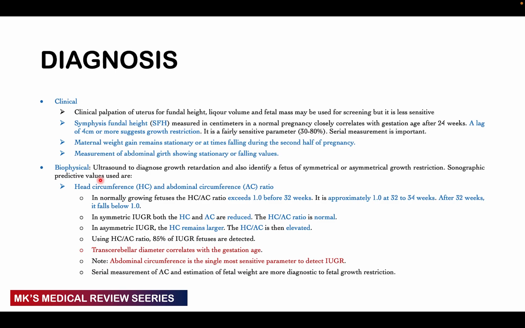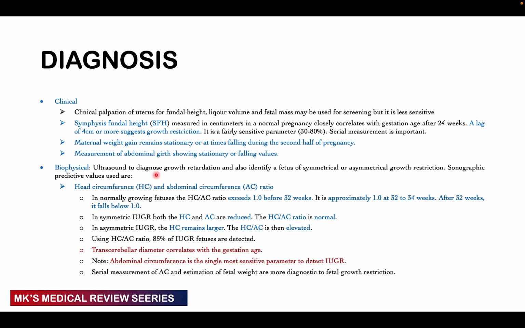So remember that the symphysiofundal height is going to be measured every time you see this woman in your clinic, every time you see this woman on the ward. So this should be correlating to the gestational age after 24 weeks. A discrepancy greater than 4 centimeters, where you're going to see that the gestational age is maybe, let's say, 36, then the height of fundus maybe is like a 28, then that's a big red flag. So this is a fairly sensitive parameter to use, and it's going to be about 30 to 80% sensitive.